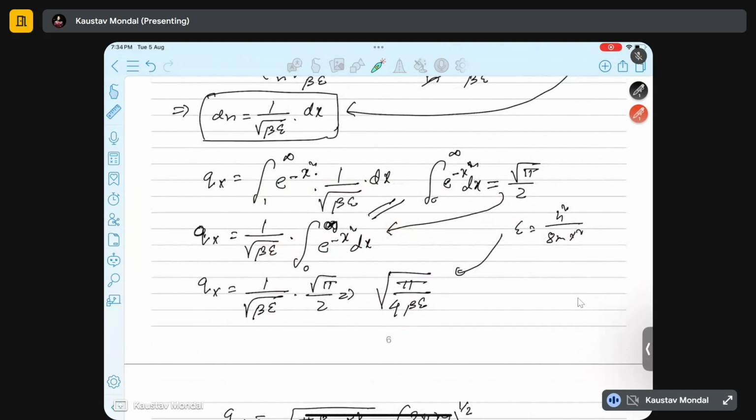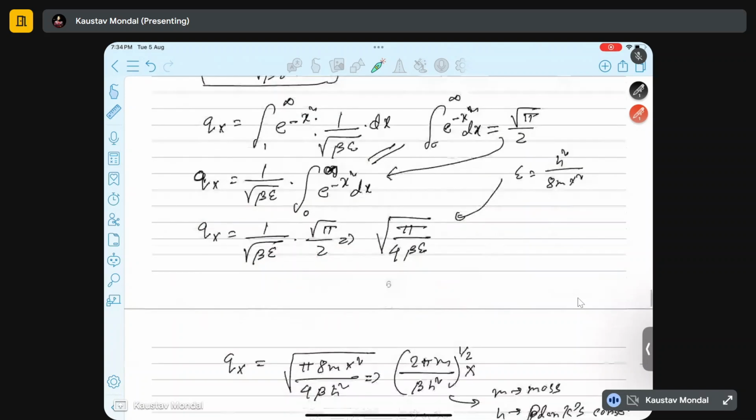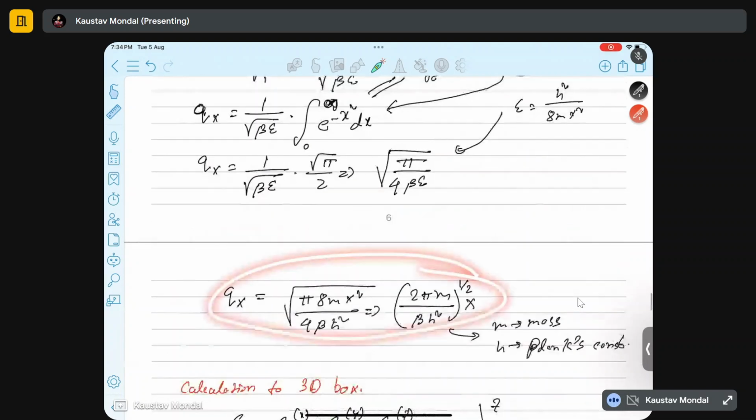After substituting all the variables, we end up with this kind of integration, where e to the power minus x squared dx, the integration limit is from 0 to infinity. This kind of integration has a very well-known result in the literature. So we substitute this result here, and from that we get the expression of the partition function q. This is the partition function q expression we got. This is what we have done in the case of a 1D box.